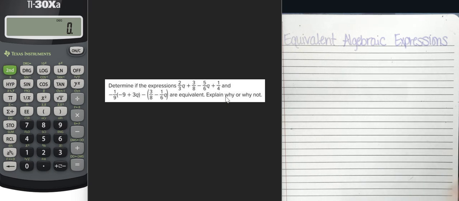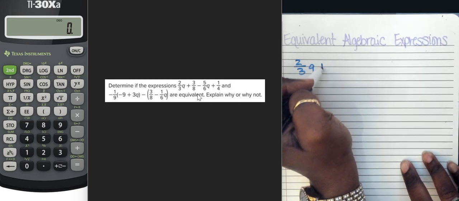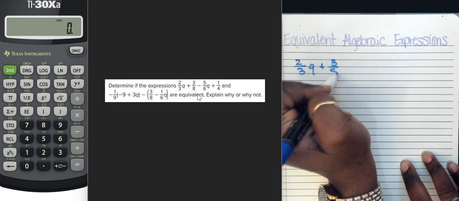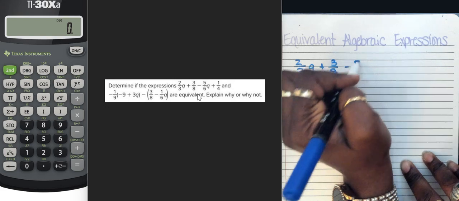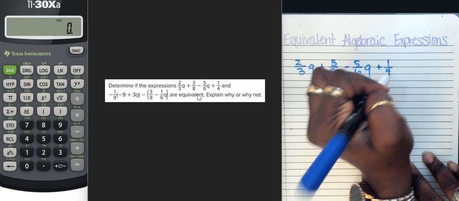So the first thing I'm going to do is look at this first expression, and I notice that there's a q value, there's a constant, there's a q value, there's a constant. So they are not simplified. So we need to work with that first. So we have 2/3 q plus 3/8 minus 5/6 q plus 1/4.